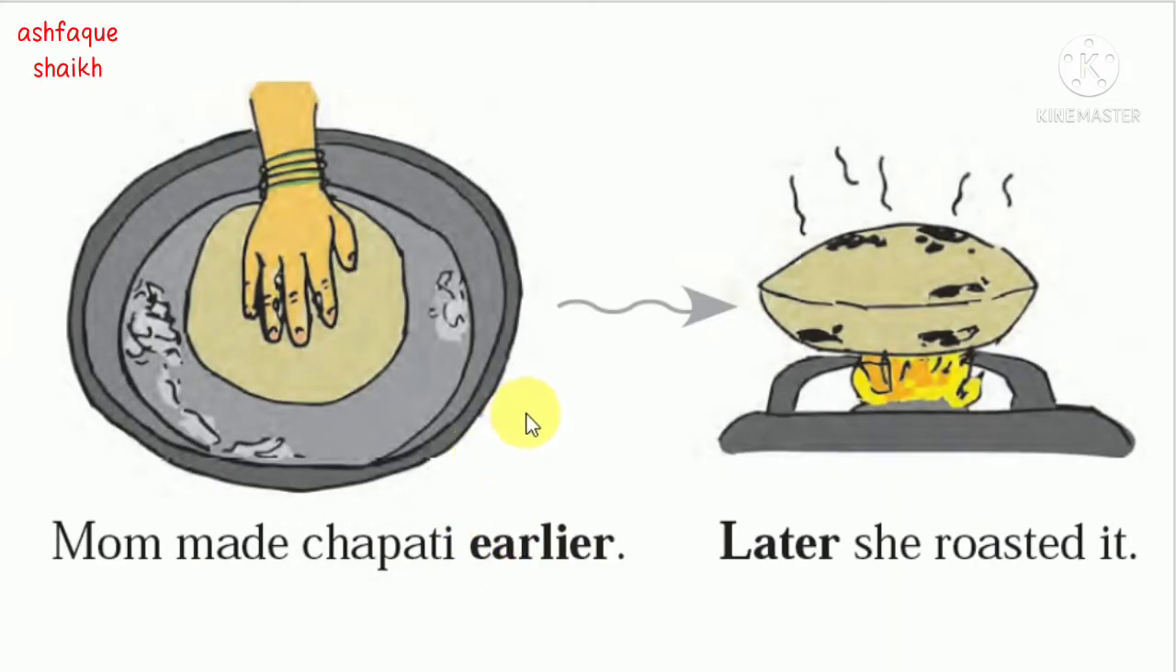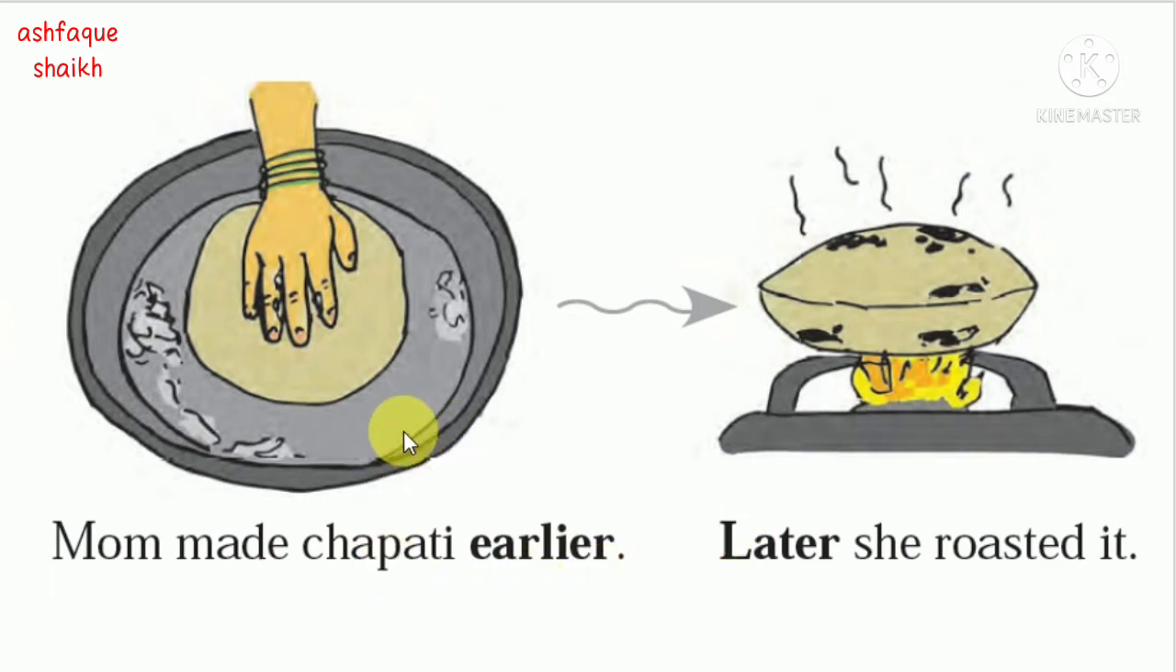Here is the first example. Now here we can see the two pictures. In this you can see a hand of a mother who has made a chapati, and in the second the chapati is being roasted on a gas. So this activity has taken place earlier. Mom has made chapati earlier.